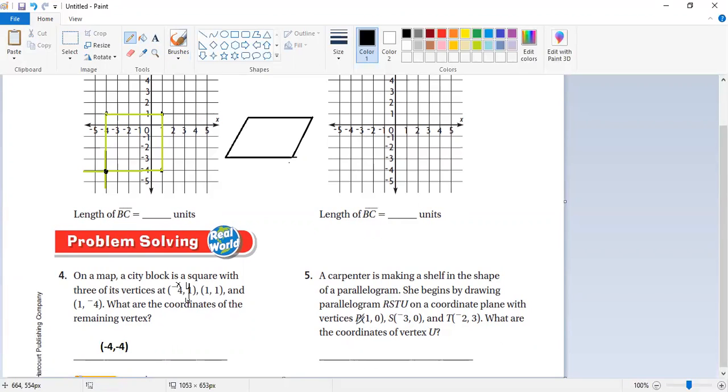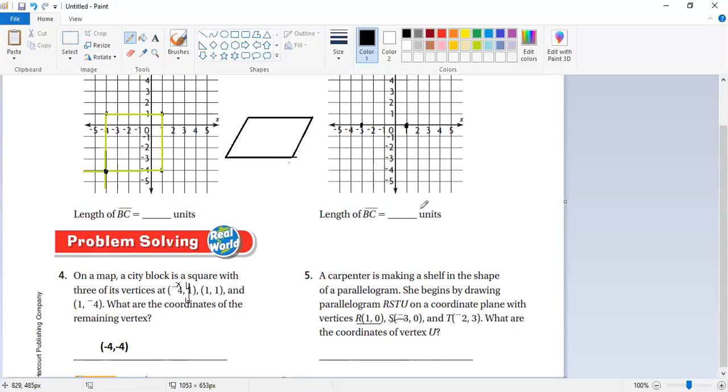So here they gave R is 1 and 0. So first let's draw 1 and 0. Where is 1, 0? This is X is 1 and where is 0 then? Here. So your first point, that is R, is going to be here. Now moving to the second one, S, negative 3 and 0. So where is negative 3 of X? This is the X-axis, so negative 3 is here and 0. So 0 means it's in the same line. So negative 3 and 0.